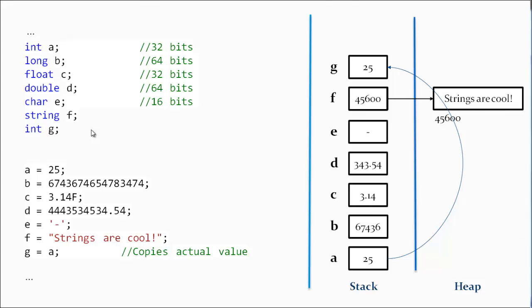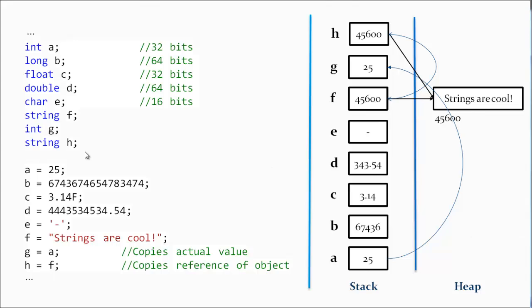The most interesting thing is assignment. See, when we assign a value type to another value type, the actual value will get copied. For example, we have declared int g and we are assigning a to g. So the actual value will get copied in g.